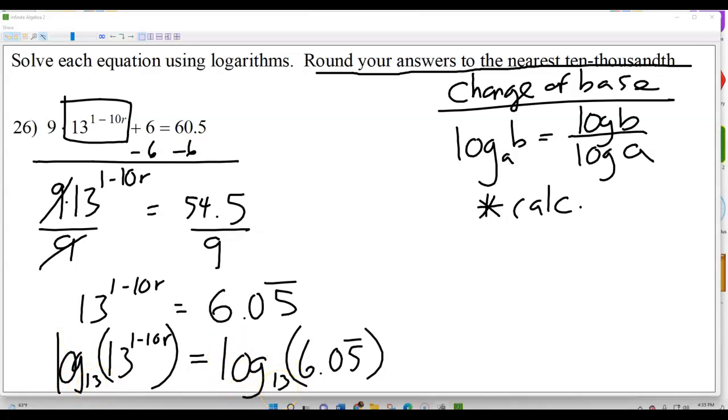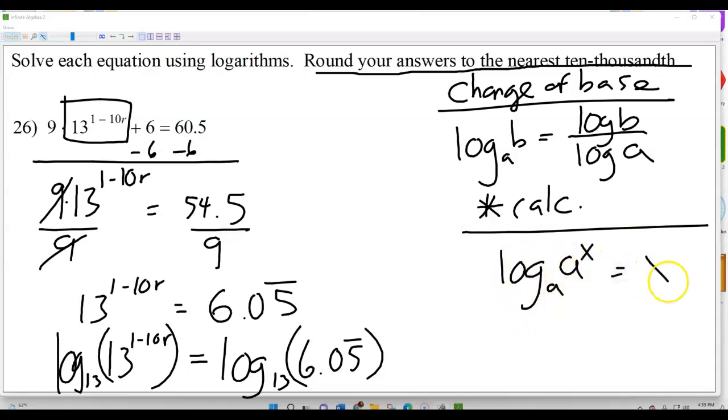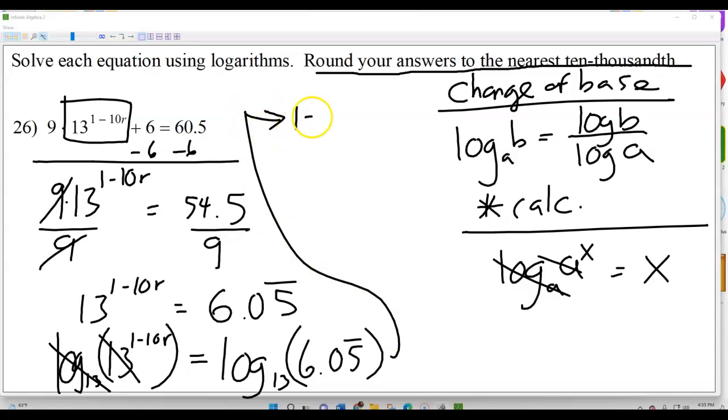Because there's another log property we talked about earlier this year where if you ever have something that looks like this, log base a of a to the x, the answer is just x. So it's like these two things cancel each other out. So in this case, this cancels out this, and I'm left with the following. Just the 1 minus 10r is all that's left on the left side, and on the right side we have the rest of it.